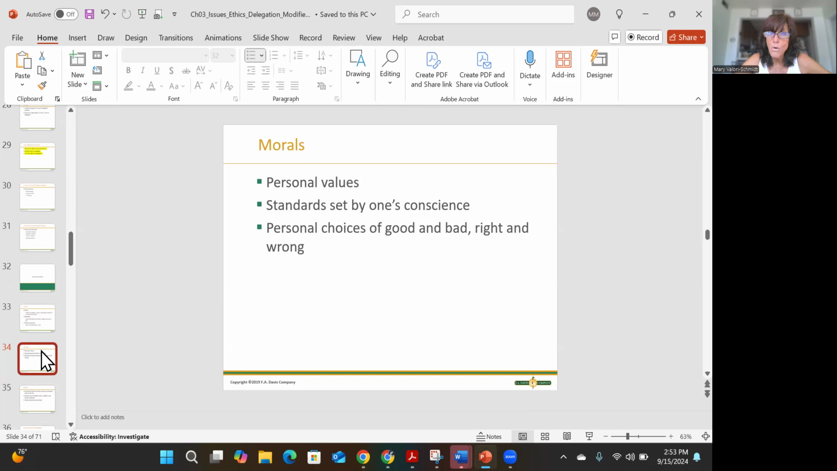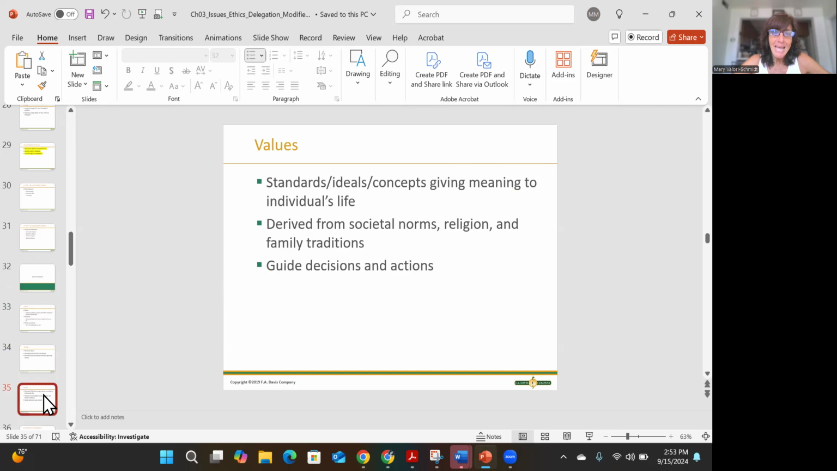What are morals? Morals are personal values, right? That your conscience kind of sets for you, right? Sometimes they're based in religion. Sometimes if people aren't religious, they're just based in the idea of right and wrong and good and bad, right? Choices that we make, do the right thing. What is the right thing, right? Just making sure that you're never hurting anybody, right? That you're always trying to keep the other person's best interest in mind, okay?